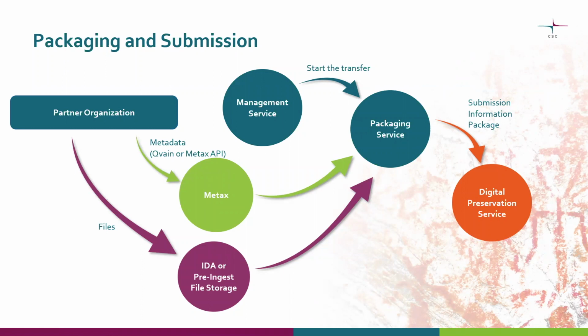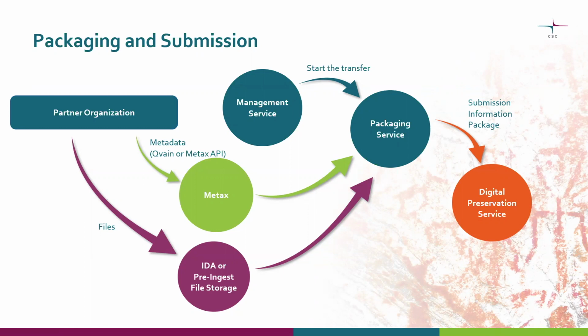Okay, so how do we combine all of our metadata and the content into a self-sufficient information package and send it to the Digital Preservation Service? Well, the files of a dataset can be stored in IDA service, and the corresponding metadata can be described with Kuvain, which is then stored in Metax metadata warehouse. Or alternatively, the files can be stored in the pre-ingest file storage service and the metadata directly to Metax by using its interface.